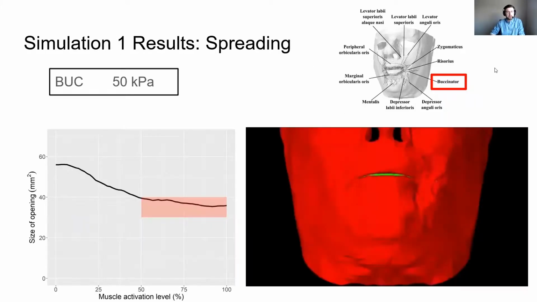In our results for spreading, we found that the buccinator alone is sufficient to produce this lip posture. And you can see in the upper 50% of the activation range, we get a relatively stable lip aperture. So this is a fairly quantal kind of movement.